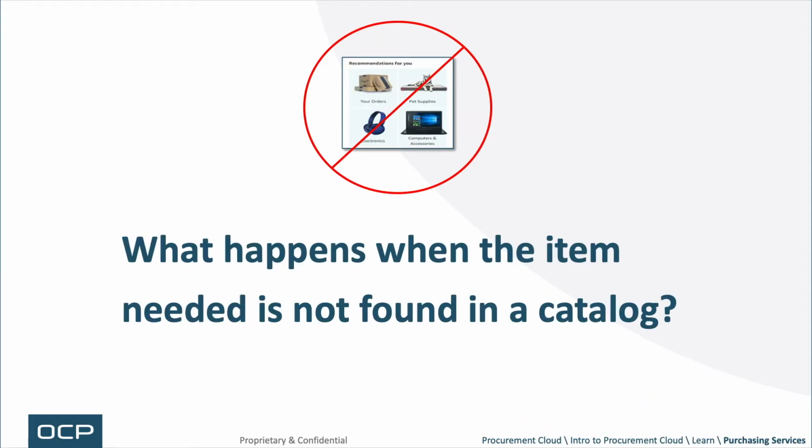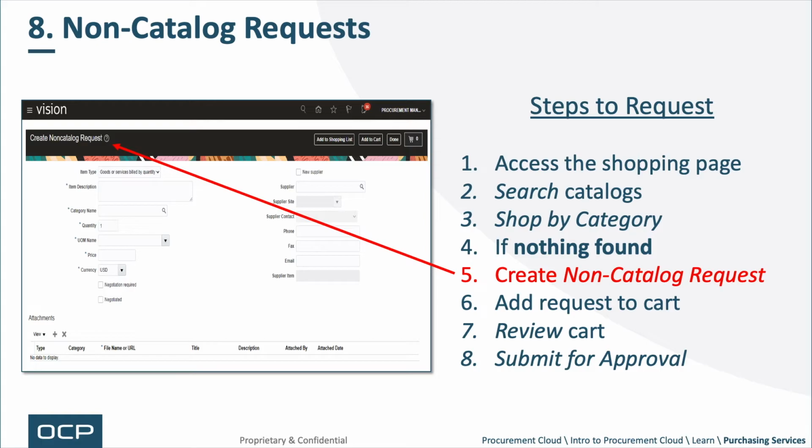So what happens when the item needed is not found in a catalog? Well, in Amazon, you're out of luck. But let's talk about organizational procurement, more specifically within Fusion. Then we generate what's called a non-catalog request. So once again, you access the shopping page, you search, you shop. If you find nothing, then you create this non-catalog request form, which is essentially an ad hoc form to request what you need and even possibly request different suppliers to provide it. So you add that request to your cart. You could add other lines to that same cart before you review the cart, and you check out, or what's called submit for approval.